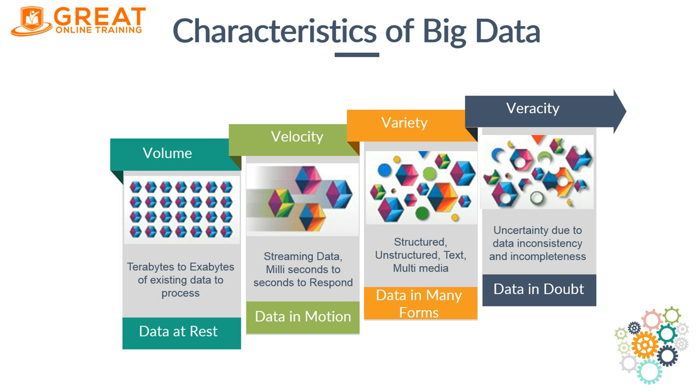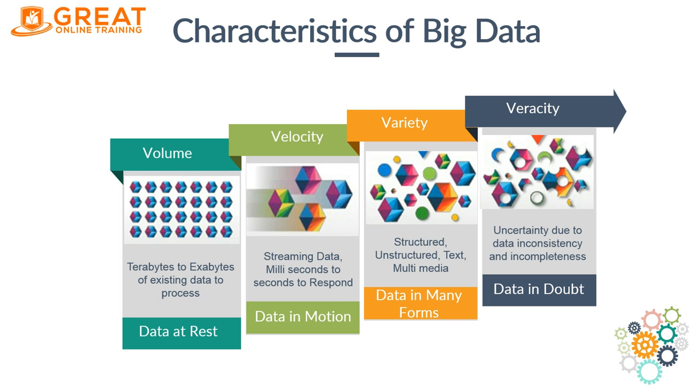Veracity is data in doubt. That means uncertainty due to data inconsistency and incompleteness. Data inconsistency means that the data is not consistent; it will be different in different places. Incompleteness means that all the referred data might not be available. Some of the data might be available and some might be missing. And these types of data can also be considered big data, because sometimes we need to process this kind of data also.